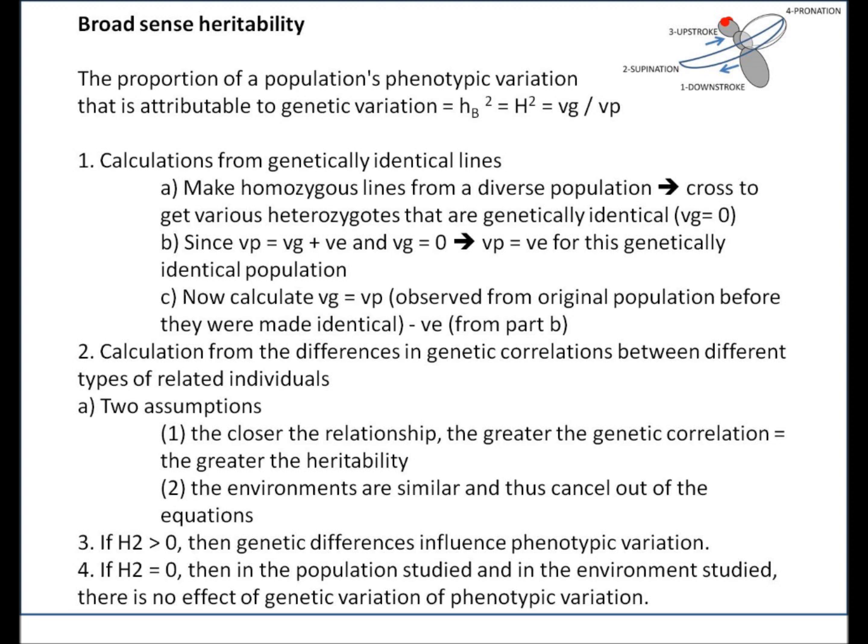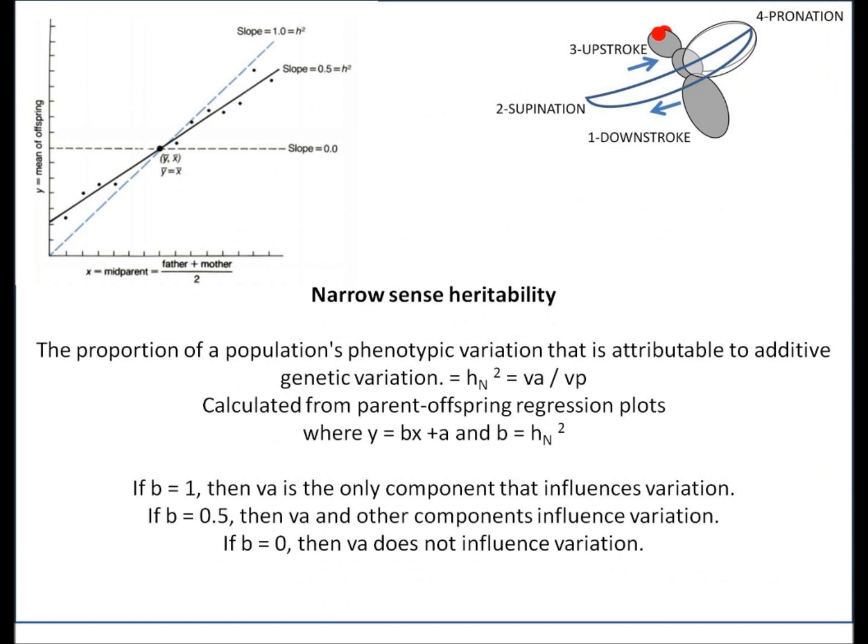You can also calculate from the differences in genetic correlations between different types of related individuals. If H squared is much greater than 0, then genetic differences influence the phenotypic variation. If H squared equals 0, then in the population studied and in the environment studied, there is no effect of genetic variation on phenotypic variation.